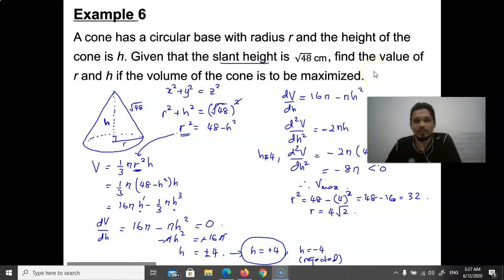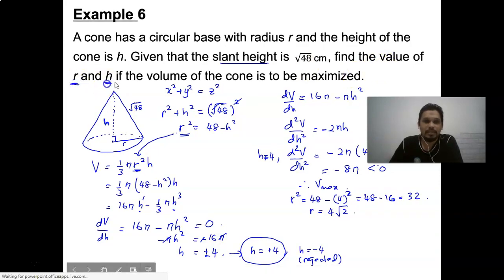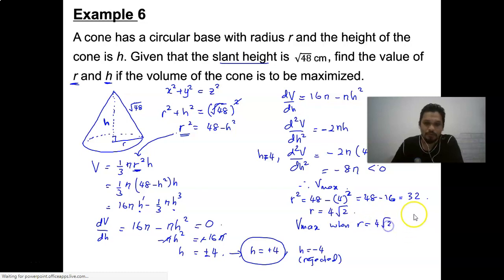Okay, what is the question asking from us? Find the value of r and h if the volume of the cone is to be maximized. So to be maximized, r equals 4 square root of 2 and h equals 4. Let's see the steps one by one, and I hope all of you understood my explanation for this example here.